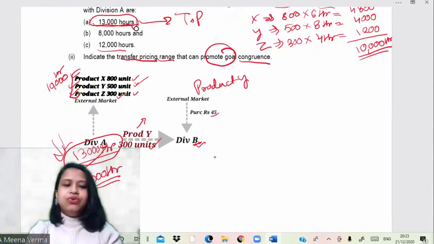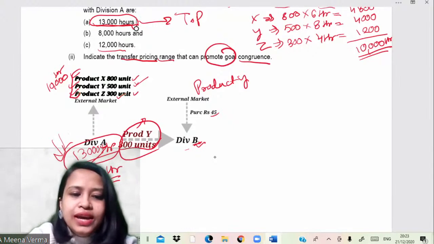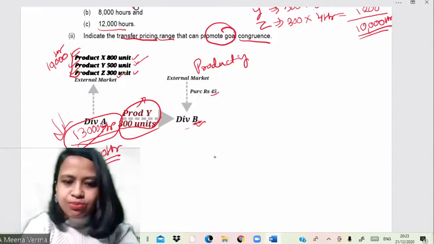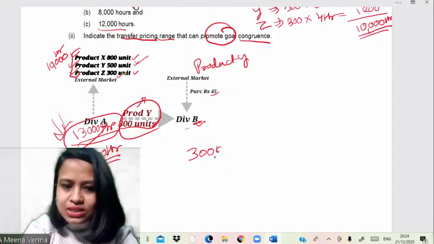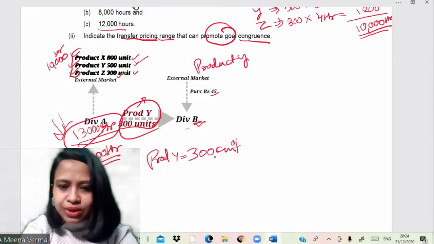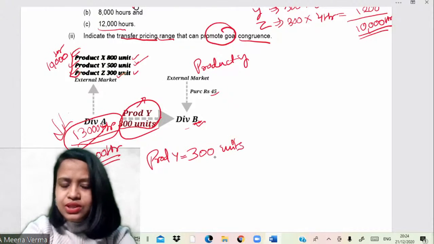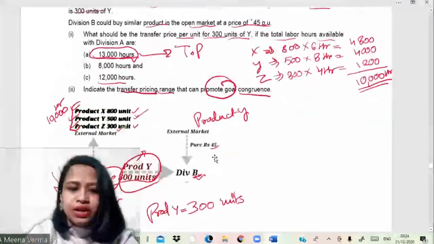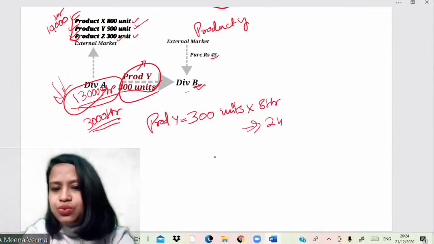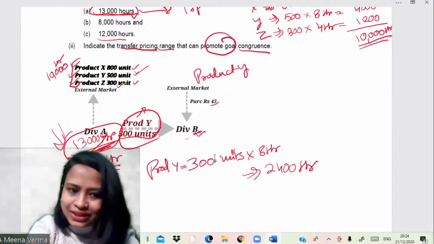You can see, in those 3,000 hours, you can produce product Y for division B also. Let us see how many hours are required for producing product Y for division B. You need to produce 300 units of product Y for division B. For product Y, 8 hours are required per unit, so you need 2,400 hours more. In total you have 13,000 hours.